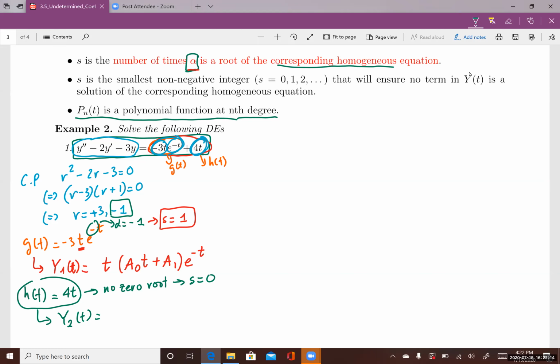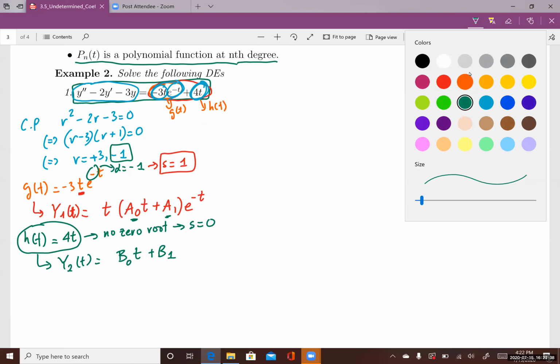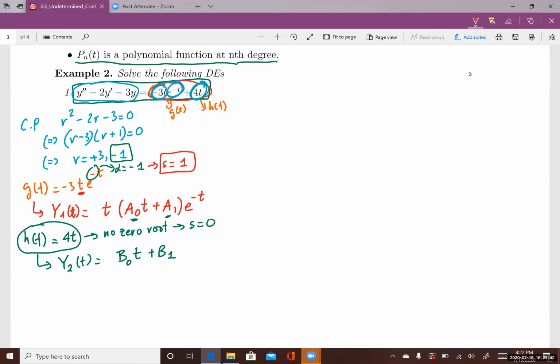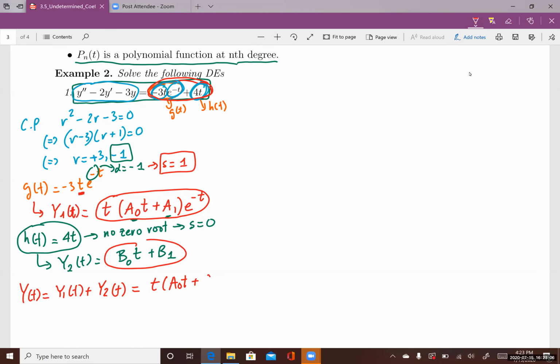It's a polynomial function. And I want to call it b0 t plus b1, because I don't want to repeat the variables a0 and a1. So I call them b0 and b1 for the second part of the non-homogeneous part. Okay, so now, as we remember, in order to find the specific solution to the whole non-homogeneous equation, we need to combine these two together. So then big Y of t equals y1(t) plus y2(t), because you have a plus here, and it's going to equal (a0 t plus a1) e to the negative t plus b0 t plus b1.